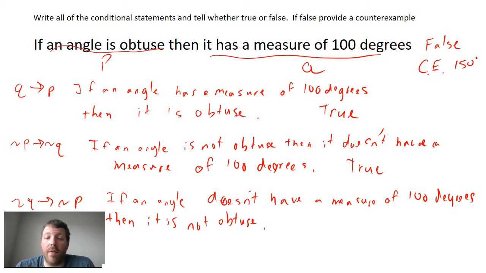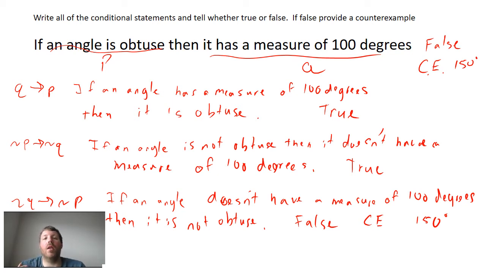All right, so I don't have a measure of 100 degrees. Does that mean that my angle is not obtuse? Is there a time when it could be obtuse? Sure. This is false because my angle could be any measure that's not 100 degrees but is still obtuse. So I could say 150 again for my counterexample, because 150 degrees is not a measure of 100, but it is obtuse, so that proves this part wrong, right?